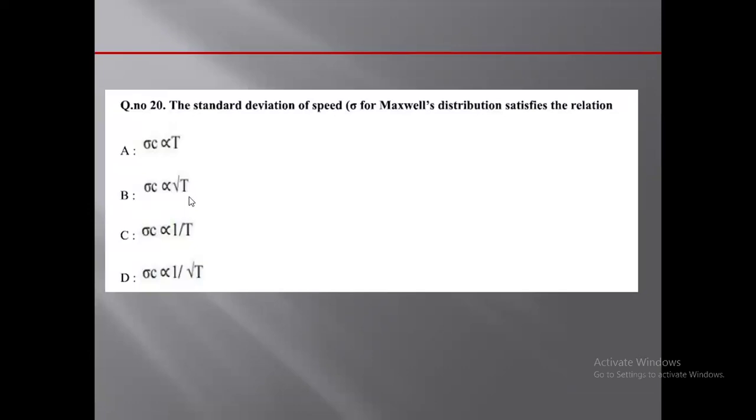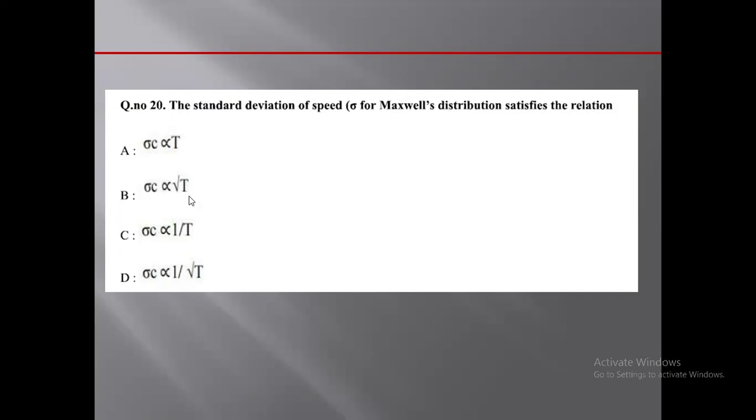Question number 20. The standard deviation for the speed, sigma, for the Maxwell distribution satisfies the relation. Option A, sigma C is directly proportional to the temperature. B, sigma C is directly proportional to the square root of T. C, sigma C is inversely proportional to the temperature. D, sigma C is inversely proportional to the square root of T. So here option number B is correct.